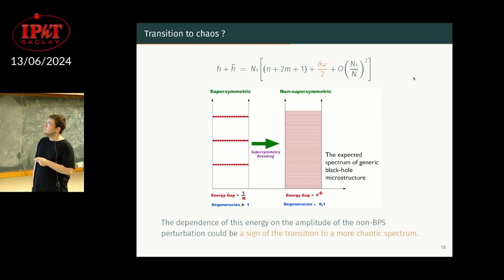Here, what we see is that the shift in the energy depends on the amplitude of the perturbation, on the type of the perturbation, and on the mode numbers. So for all those states which would have the same energy here, actually the degeneracy is lifted, and we can plot what the spectrum looks like for those states.